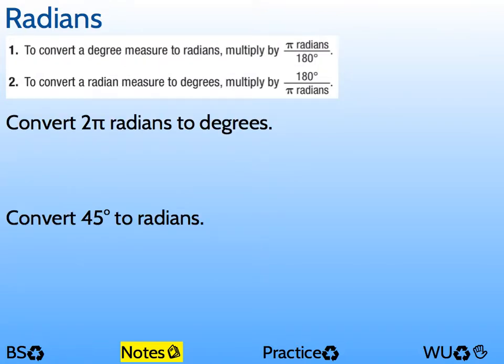Here we have two formulas. The first one converts from degrees to radians, and the best way to do that is to multiply by pi over 180. If you're going from radians to degrees, you can multiply by 180 over pi. So, here are two examples for you to try on your own. Pause the video, and I'll go over the answers in 3, 2, 1.